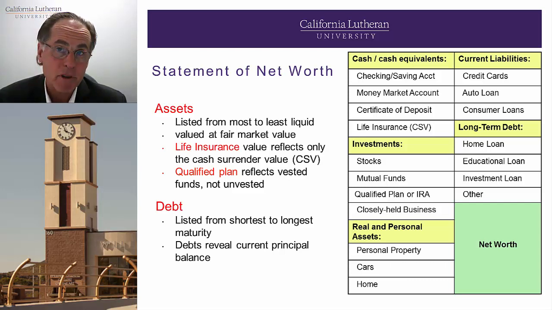Similarly, the client might participate in an employer's qualified retirement plan. The appropriate value to show on the statement is the vested benefit. You'll learn more about retirement assets in your retirement investing course. Debts show the current principal balance. For example, a mortgage with an original loan value of $400,000 and a current remaining balance of $320,000 would be shown on the statement as $320,000.